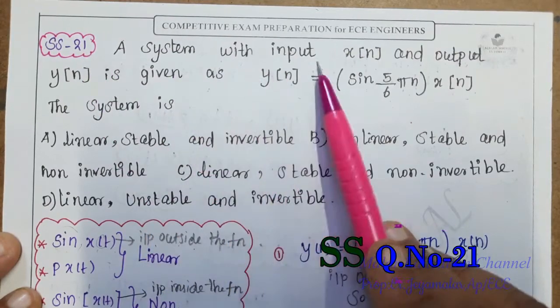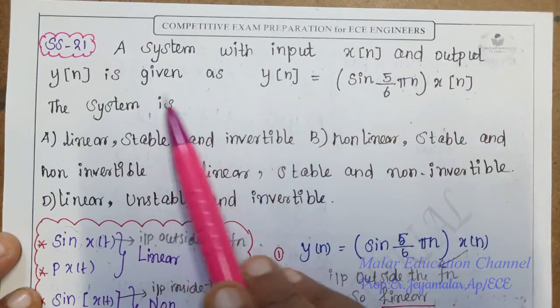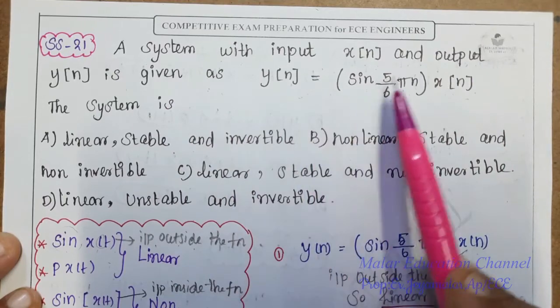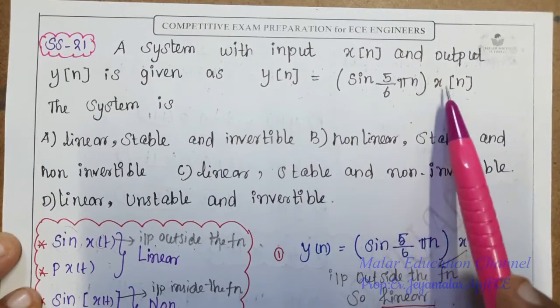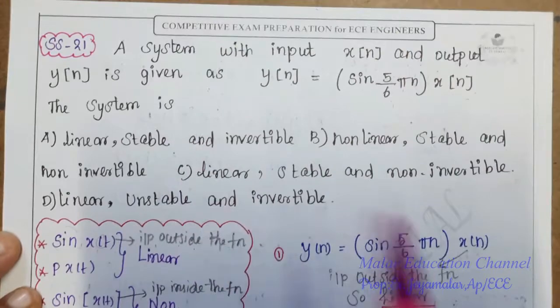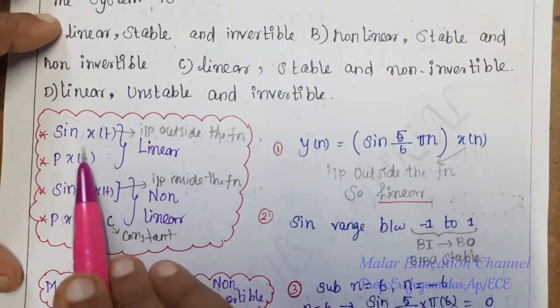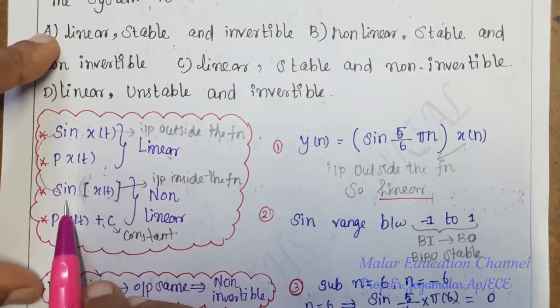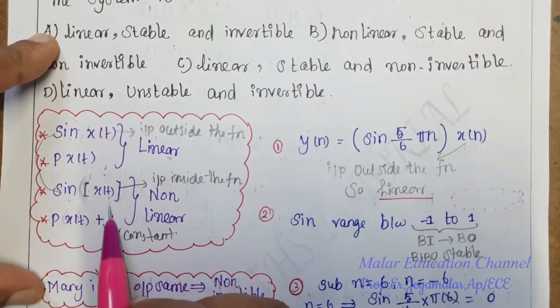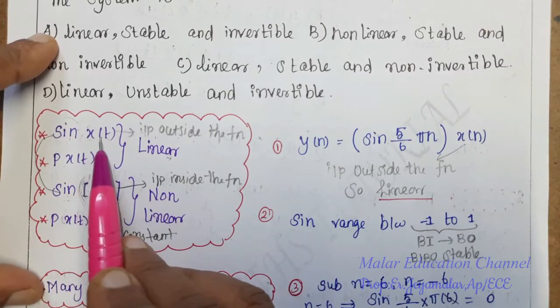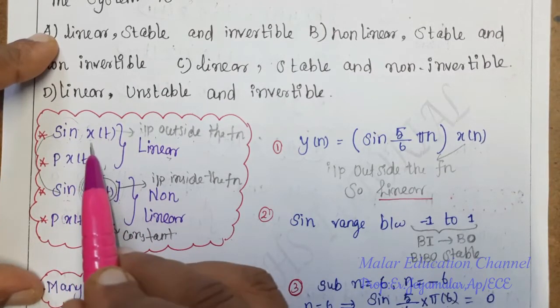Signals and systems question number 21. A system with input x of n and output y of n is given as y of n equal to sine of 5 by 6 pi n times x of n. Let's see the concept. Here, sine x of t and sine of x of t are different: the difference is that x of t is inside the whole bracket.